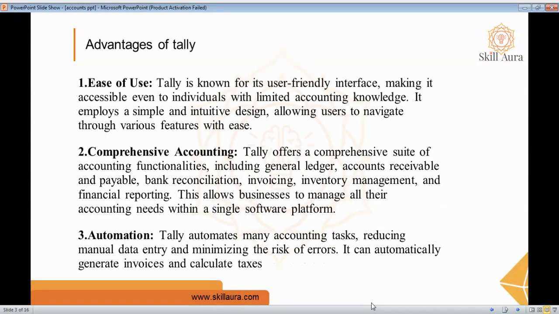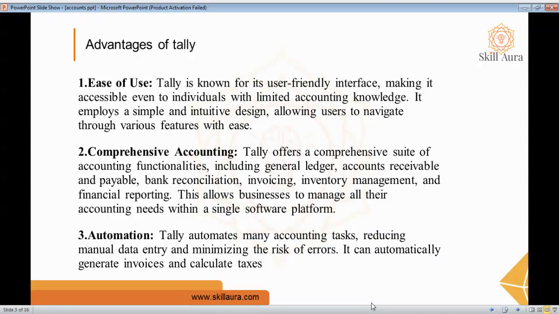Next, let's understand the advantages of Tally. So here are the three important advantages of Tally, that is ease of use, comprehensive accounting, and automation. What do you mean by ease of use? Tally is known for its user-friendly interface, which makes it accessible even to individuals with limited accounting knowledge. It employs a simple and intuitive design which allows the user to navigate through various features with ease.